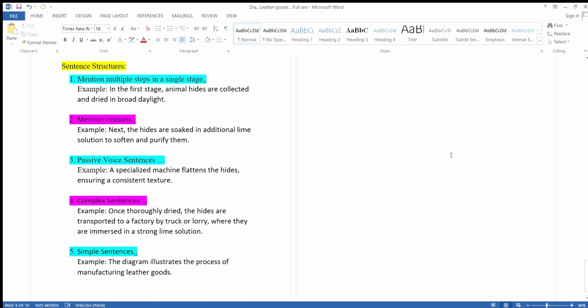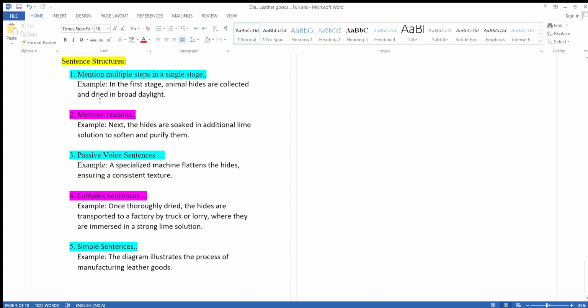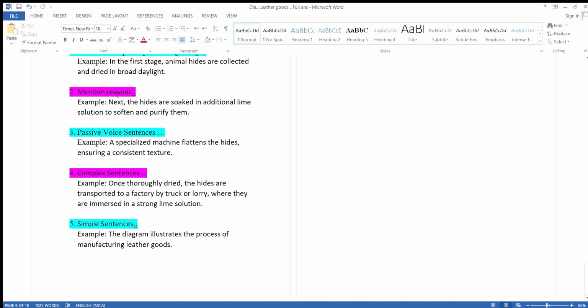Here is the list of sentence structures which you can keep as your reminder every time you write your sample answers for the diagram questions. So the first one is mention multiple stages in a single sentence. That means take two or three and write it at a go, such as are collected and dried. So the animal skins are collected, that is one stage, and it is dried, which is the second stage. Then it is mention the reasons, that is do the development.